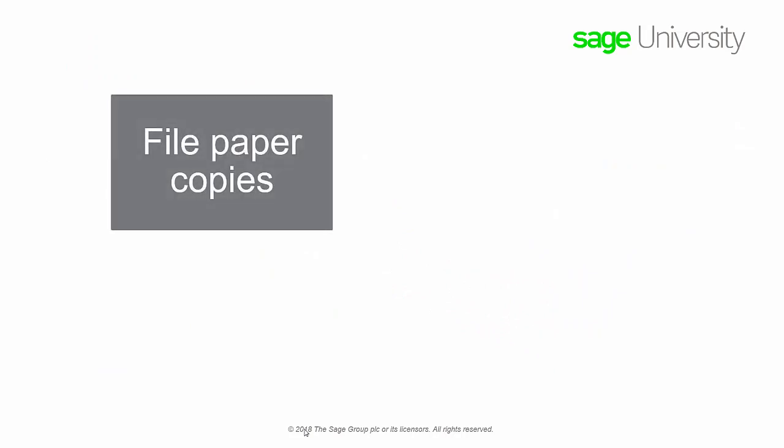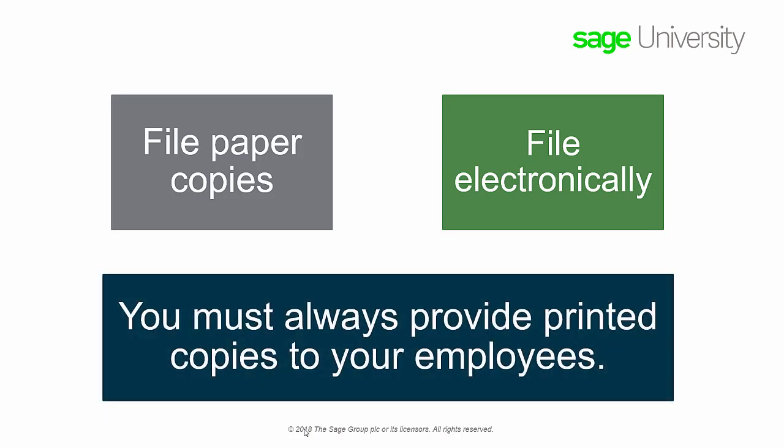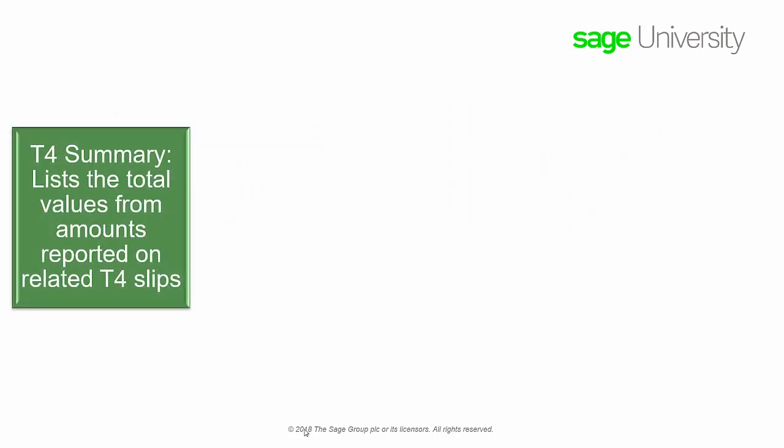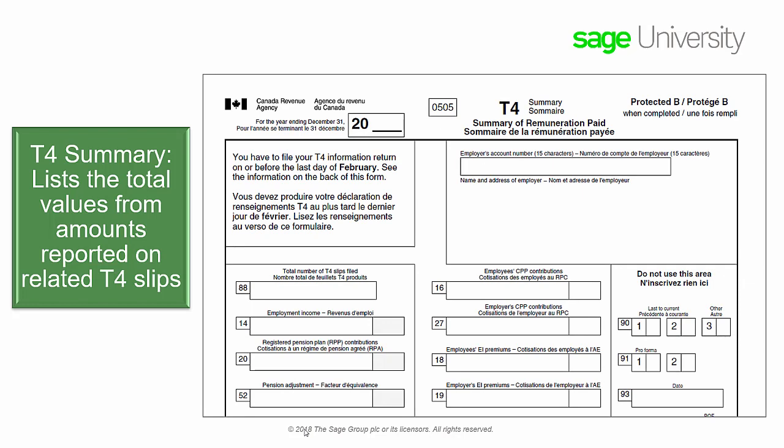You can file paper copies of T4 slips or you can file them electronically. In either case, you must always provide printed copies to your employees. If you're filing more than 50 slips, the CRA requires you to file the slips electronically. A T4 summary shows the total values from amounts reported on related T4 slips. It is submitted together with the T4 slips.